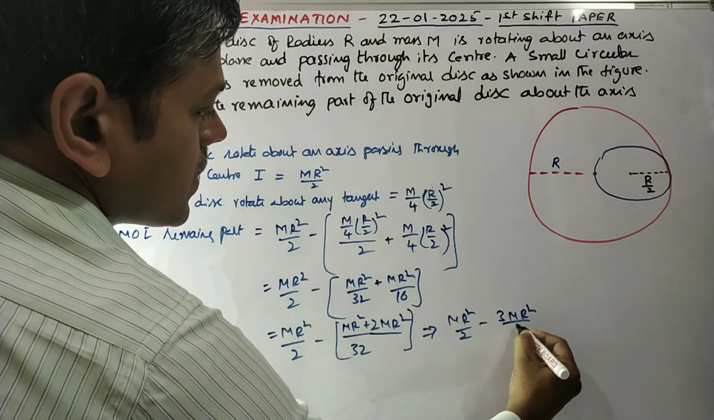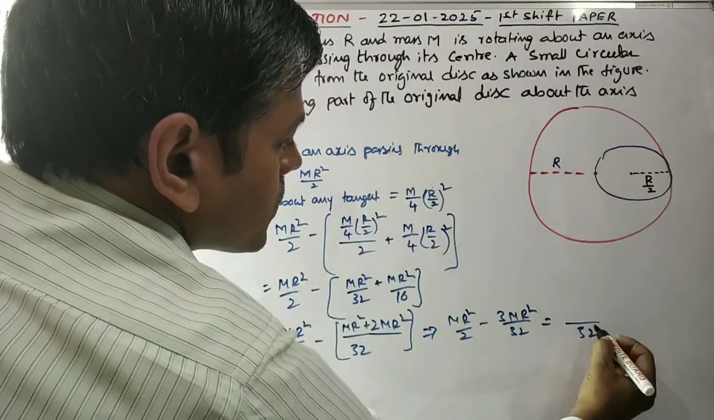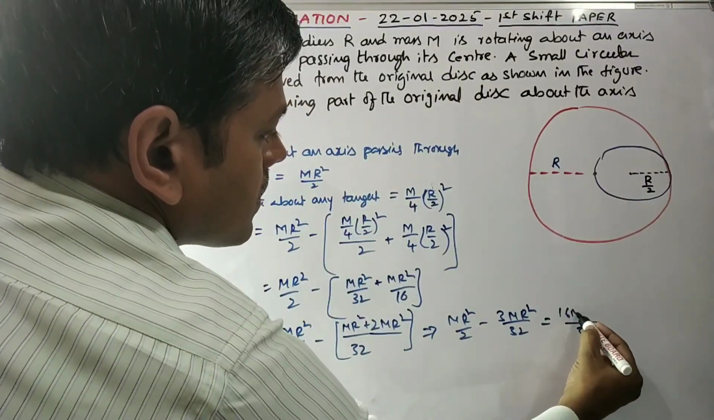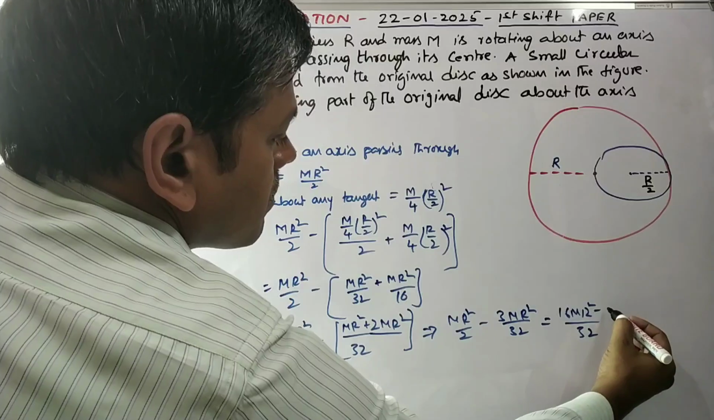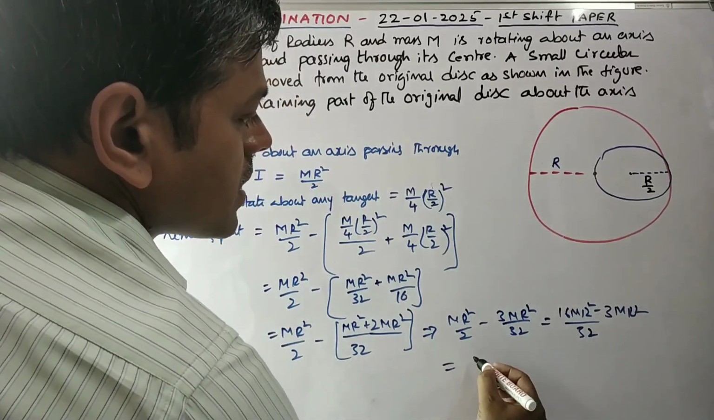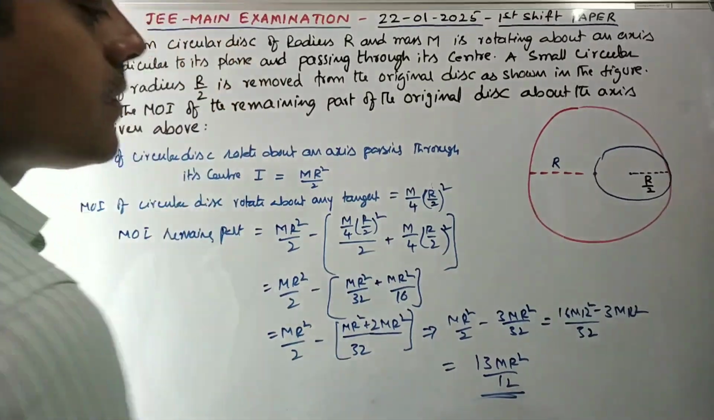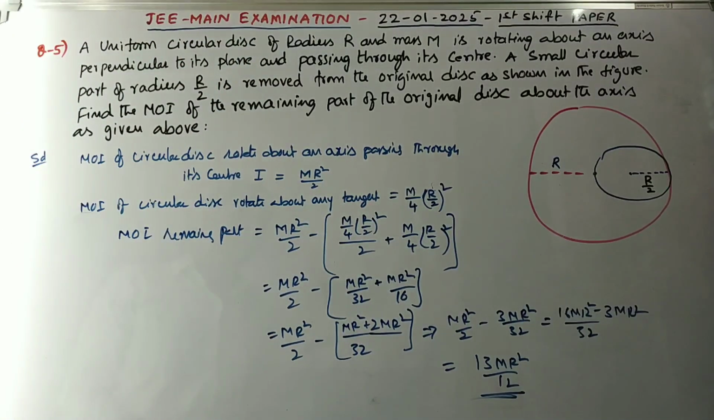3 m r square by 32. So from this I would like to take 32 as the LCM. This is 32, 16 m r square minus 3 m r square, which gives rise to 13 m r square by 32. So this is the answer for this question. Okay, right.